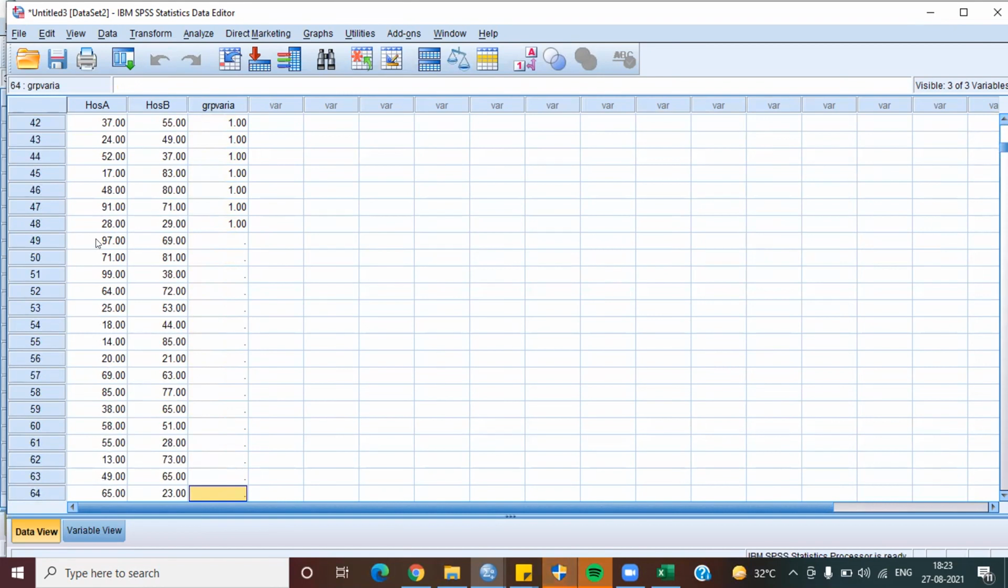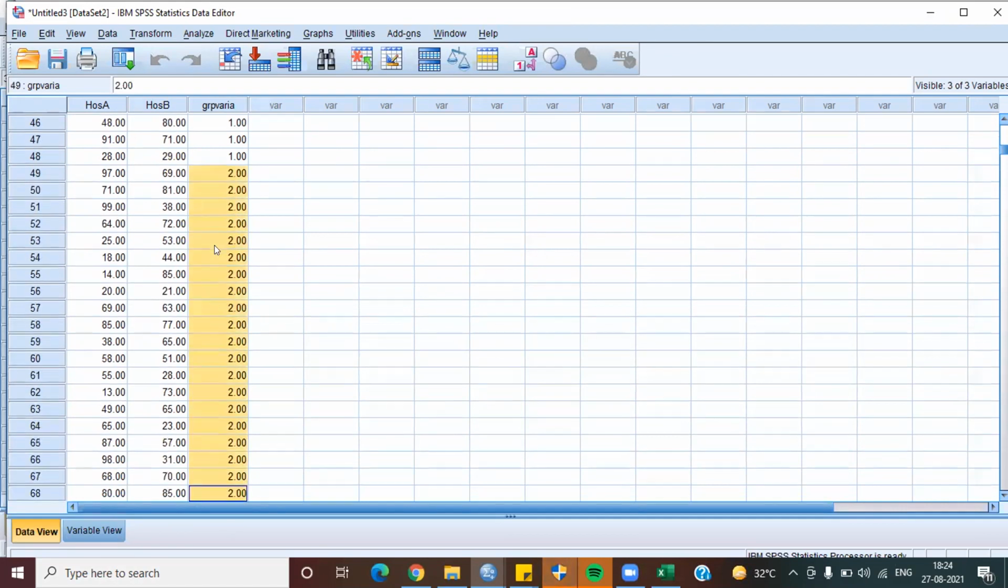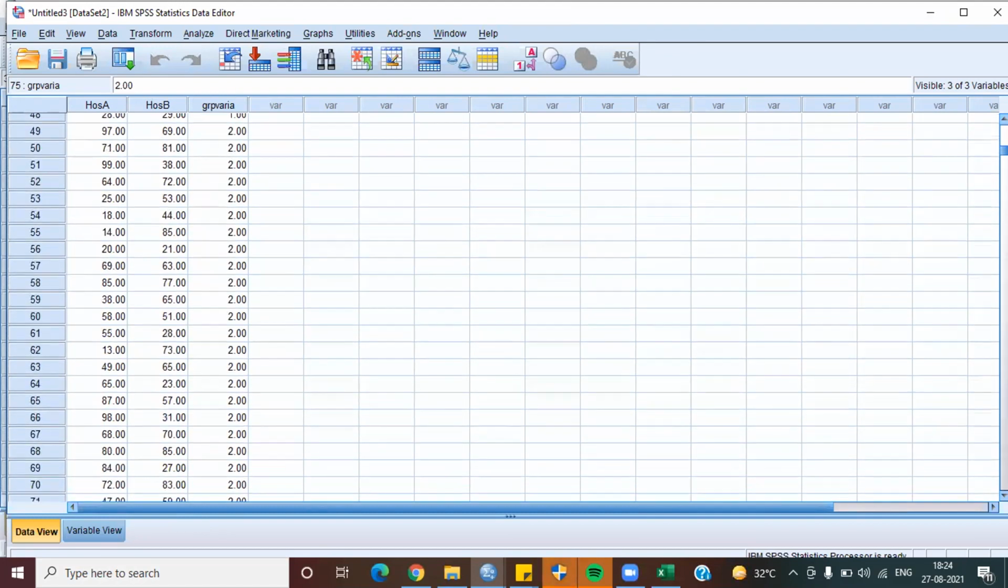I think after that we can put the second hospital number, here as an example, and paste it. This is for the independent sample. The rest of the data we should delete, to make it uniform.